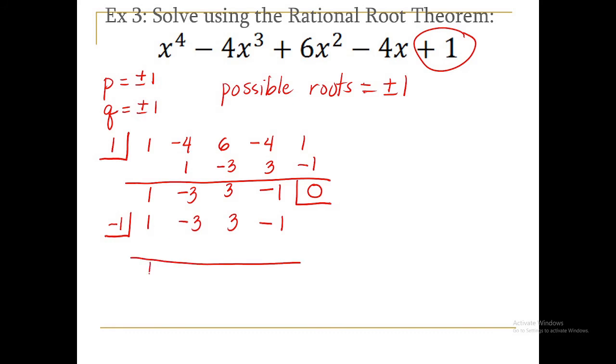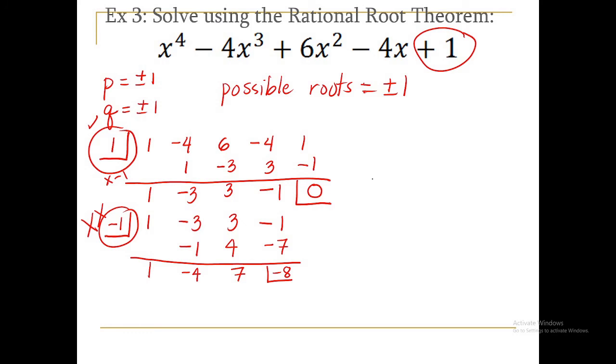So we drop 1. Multiply this to get -1. Combine to get -4. Multiply to get 4. Combine to get 7. Multiply to get -7. You'll get a -8. Therefore, this is not a root. This one is okay. How do you write this as a factor, by the way? X minus 1. Okay. So since -1 is not possible, I will go back to 1. Okay? You can go back to number 1.